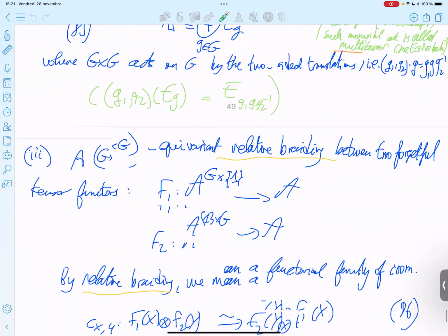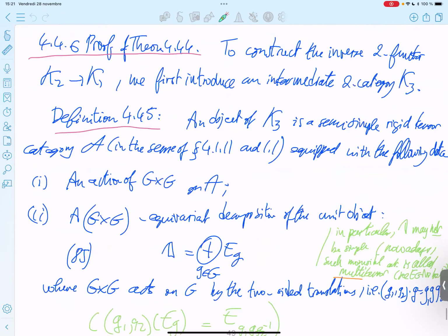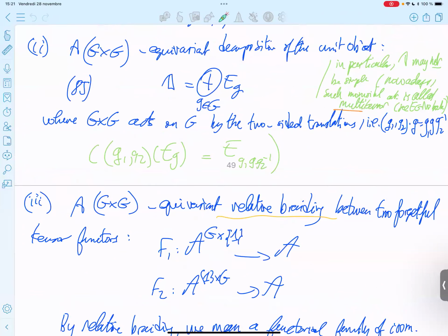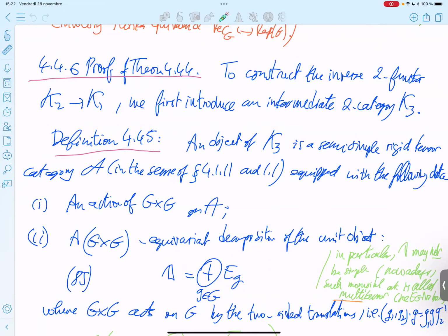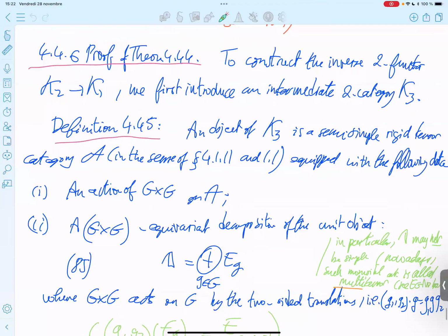Okay, so yesterday we started the proof of the main theorem 4.4.4. I remember this proof will involve an intermediate fusion category called K3. We want to show that K1 is 2-equivalent to K2, and for that we will go through an intermediate called K3. So we defined K3 this way yesterday.